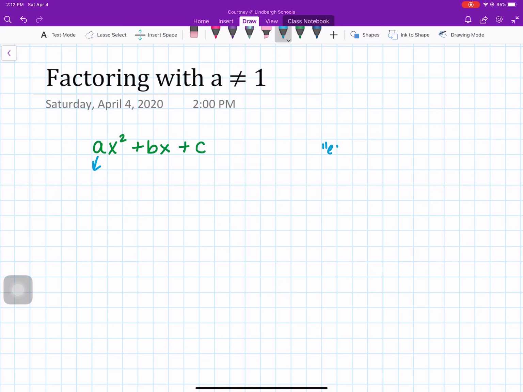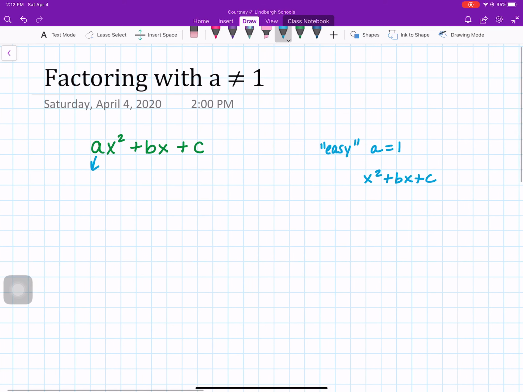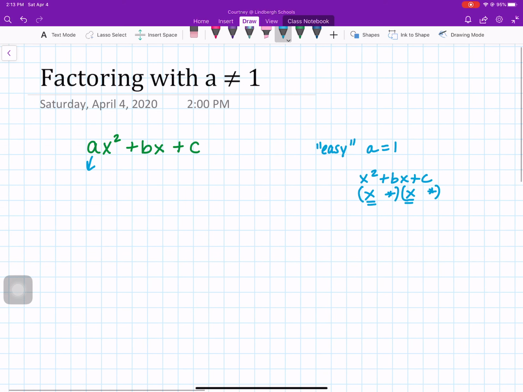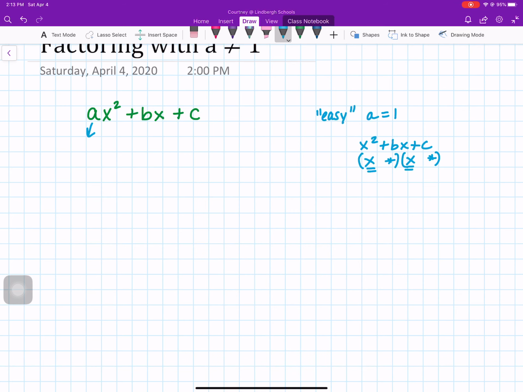Our easy factoring problems had a equal to 1, meaning that it wasn't ax squared, but it was really just x squared plus bx plus c. And that factored to become x times x for our first numbers, and then we did some math to figure out these two. Now, since a is any number but 1, we have a lot of different options. So let's look at an example.